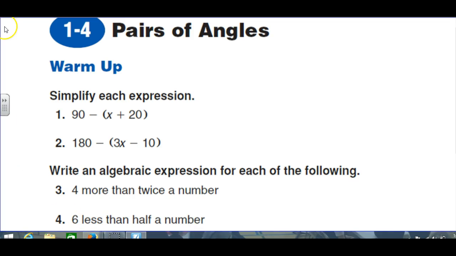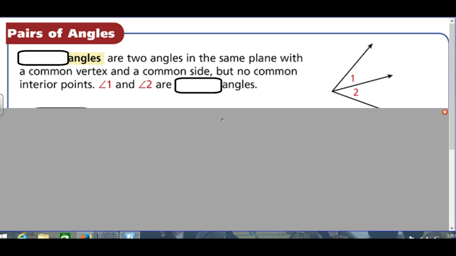We're looking at pairs of angles today, and the first pair of angles shares a common vertex and a common side, but has no interior points in common. So angles 1 and 2 are this type of pair, and when we share one common side, like this, we call these adjacent, right next to each other, sharing a common side. Angles 1 and 2 are adjacent.